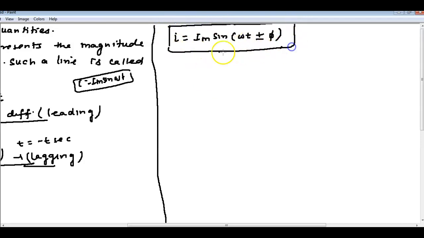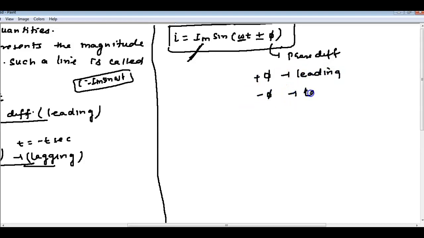Where Im is called the peak value, or amplitude, or maximum current. Omega is the already known angular frequency, which is 2 pi f, t is time, and this phi is called the phase difference. If phi is positive, it is said to be leading. If phi is negative, it is said to be lagging. And if phi is equal to 0, then it starts from the origin.